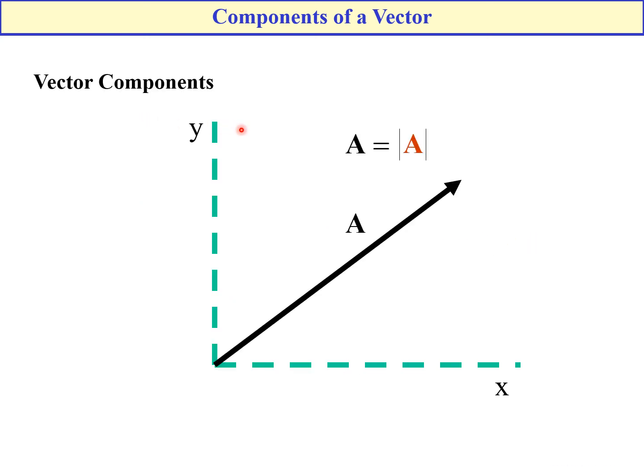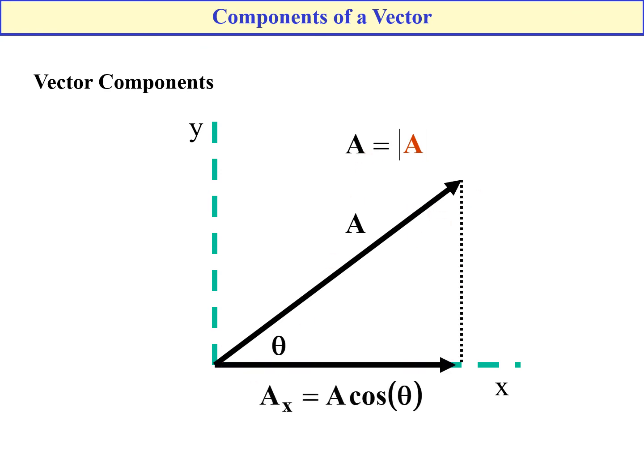Now the vector components, the magnitude is going to be the length of the vector, and then we project the x component of it is going to be equal to A cosine of theta. Now keep in mind that this side, the x side, is adjacent to that angle, and A is the hypotenuse of that triangle. So if we take the adjacent and divide it by the hypotenuse, that equals cosine of theta. So then when we multiply by the hypotenuse, that's where we get our component in the x direction.